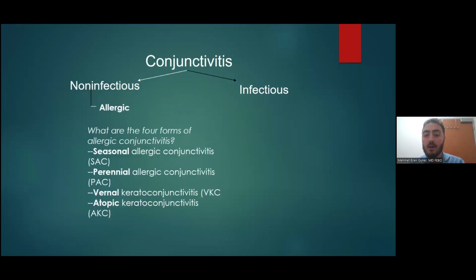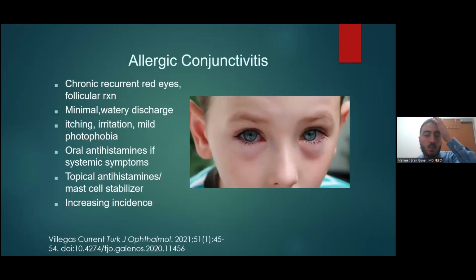Let's start with the allergic types. We have four types of allergic conjunctivitis: seasonal, perennial, vernal, and atopic conjunctivitis. The most common ones, and the ones I'll be discussing today, are the seasonal and the vernal ones. So what is seasonal allergic conjunctivitis? You see a kid coming to you with teary eyes going on for a couple of days, a couple of weeks. You can almost feel like they're having difficulty breathing. They're about to sneeze. The lower lids are swollen, just like you see in the picture, and they usually have some form of irritation or itching.